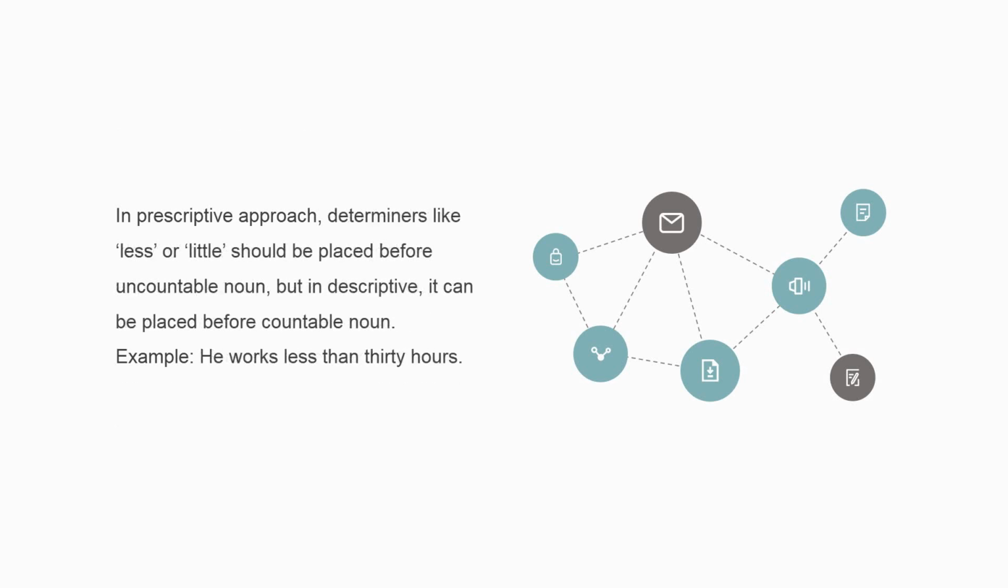In prescriptive approach, determiners like less or little should be placed before uncountable nouns. But in descriptive, it can be placed before countable nouns. For example, he works less than 30 hours.